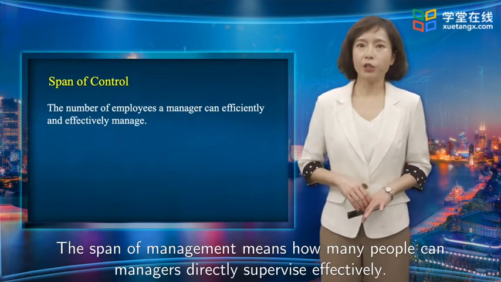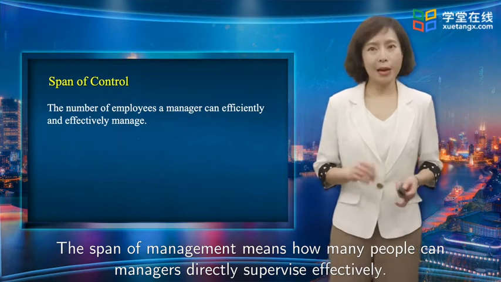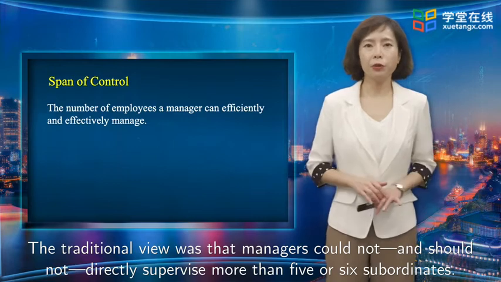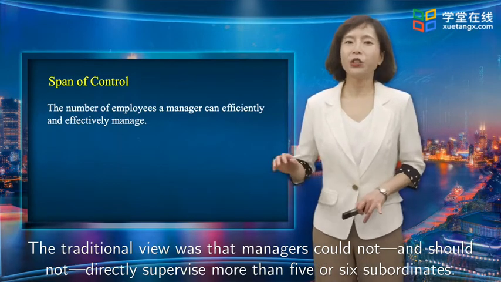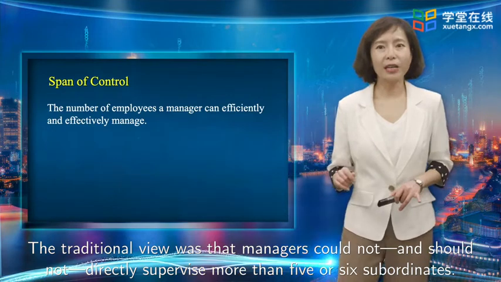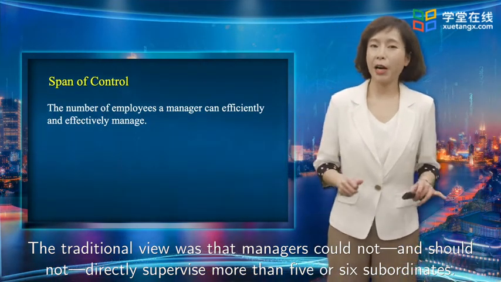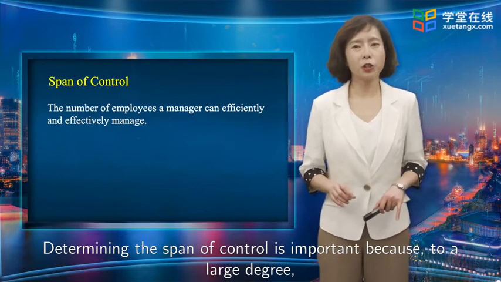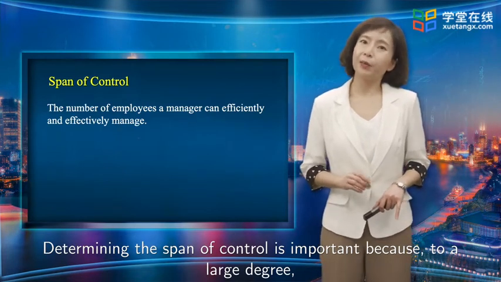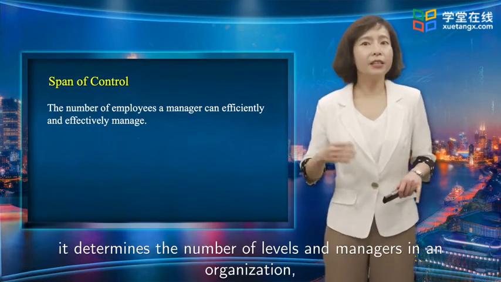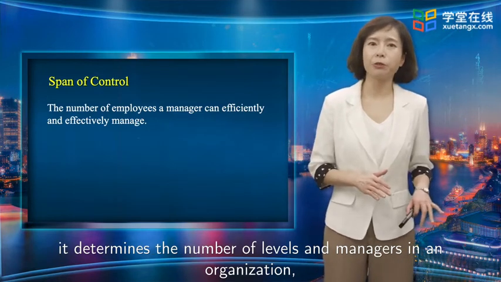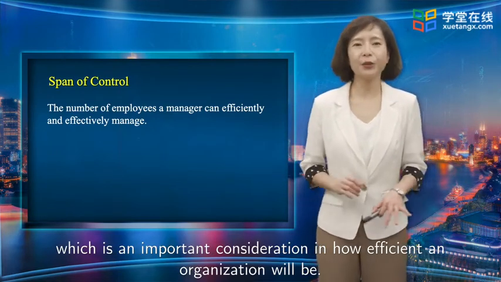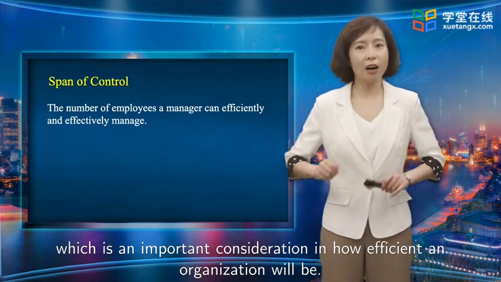The span of management means how many people managers can directly supervise effectively. The traditional view was that managers could not and should not directly supervise more than 5 or 6 subordinates. Determining the span of control is important because to a large degree it determines the number of levels and managers in organizations, which is an important consideration in how efficient an organization will be.